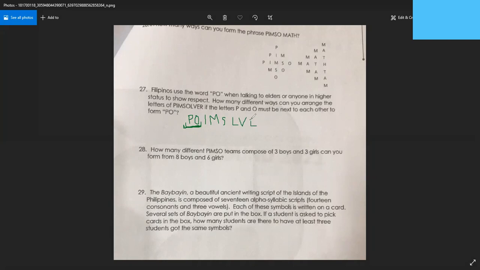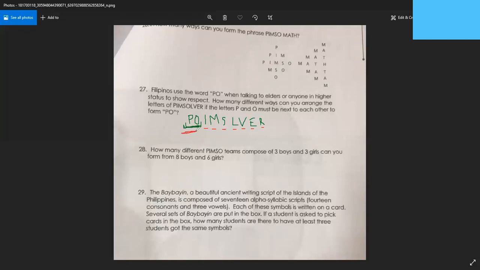Okay? Now the question is, if we are going to scatter or jumble the letters, how many possible arrangements are there? What we're going to do is just simply count the number of letters. So how many letters are there? 1, 2, 3, 4, 5, 6, 7, and then this one is counted as only one.